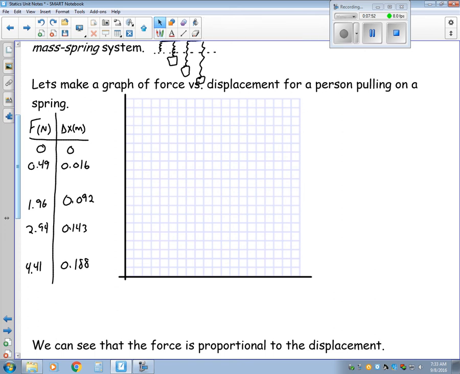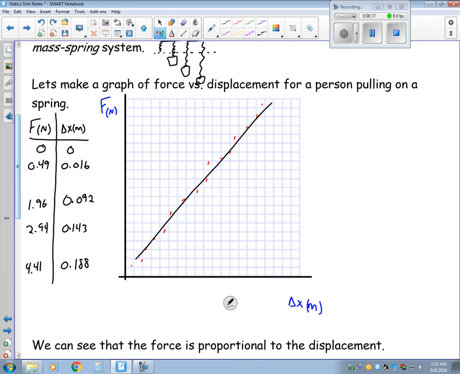What I'm going to do now is plot the force on the y-axis and the displacement on the x-axis. And when I did this, I saw a nice linear relationship.